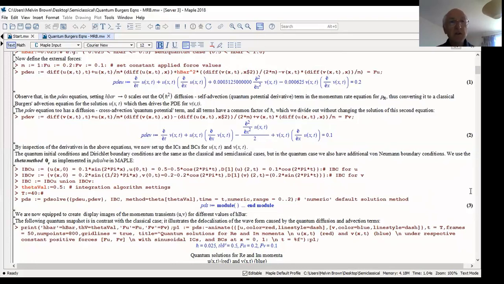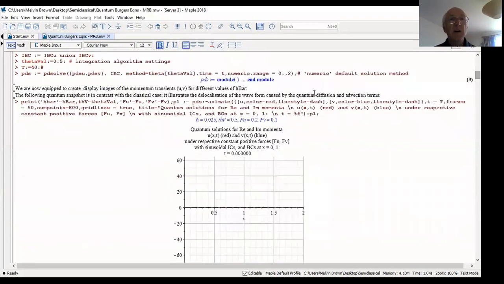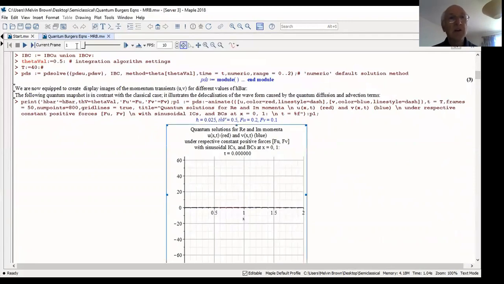And we set this theta value, theta val, which I'll describe to you in a minute. Theta val defines the integration algorithm, and it can go from 0 all the way up to 1. At one end, it's explicit integration, and at the other end, it's implicit. And you can then solve the equation. As you saw on screen there, you get solutions as expressed there, and you can see there the dynamics of those solutions.